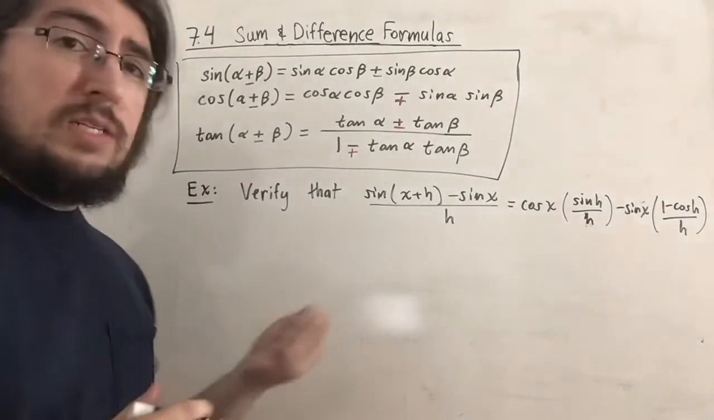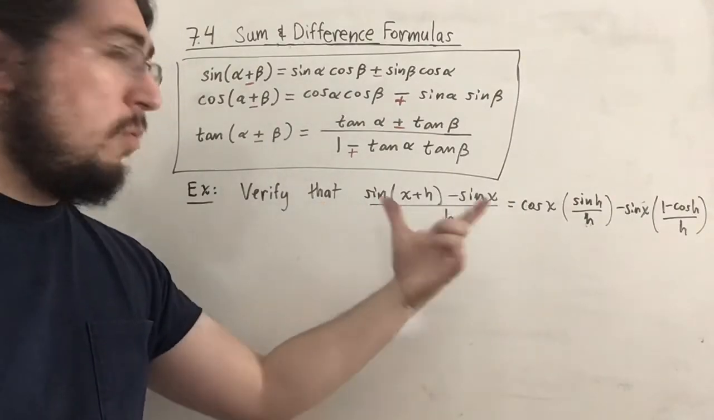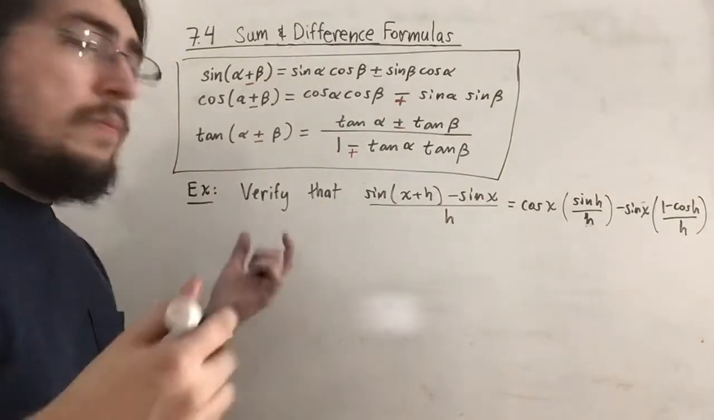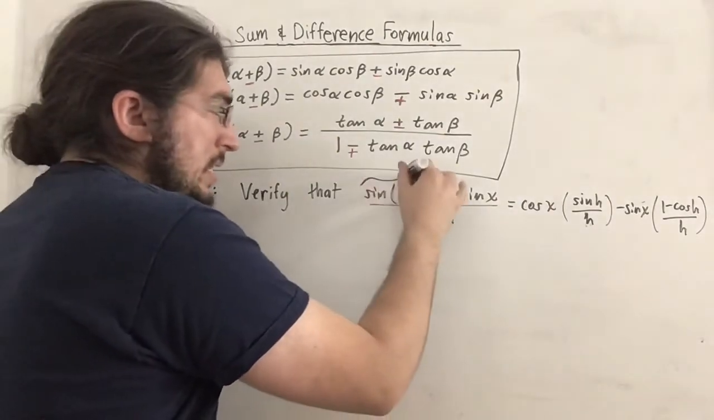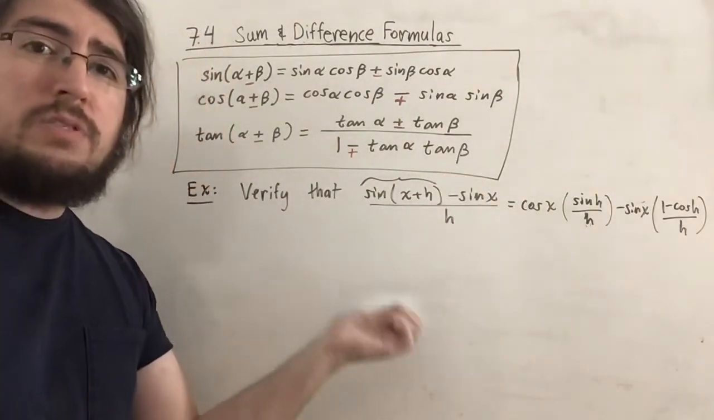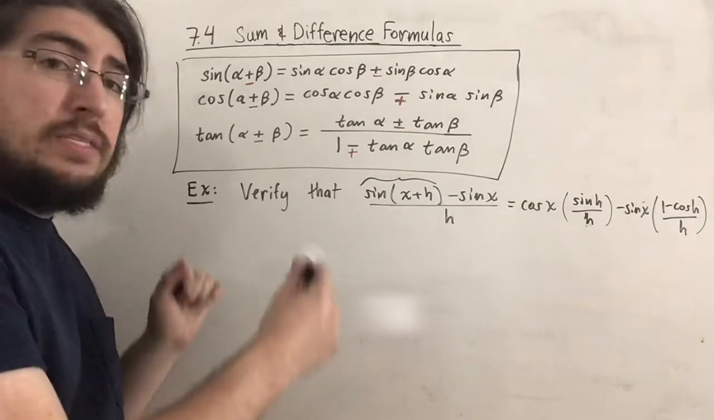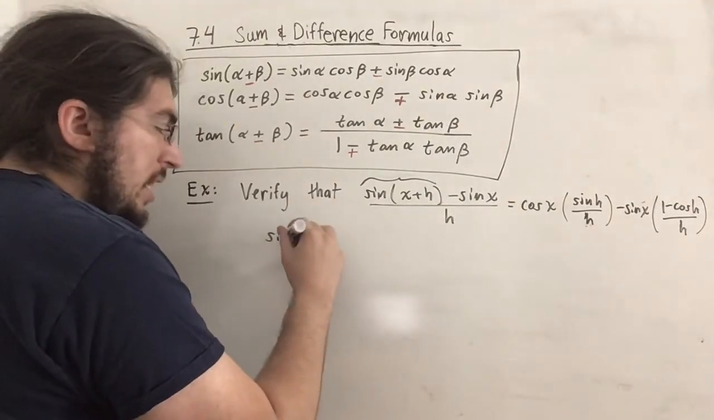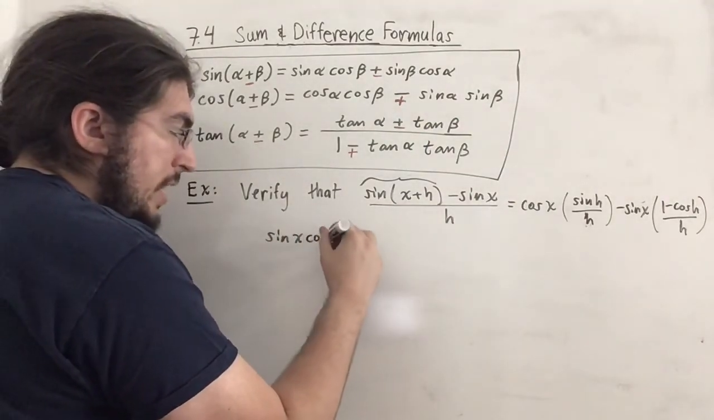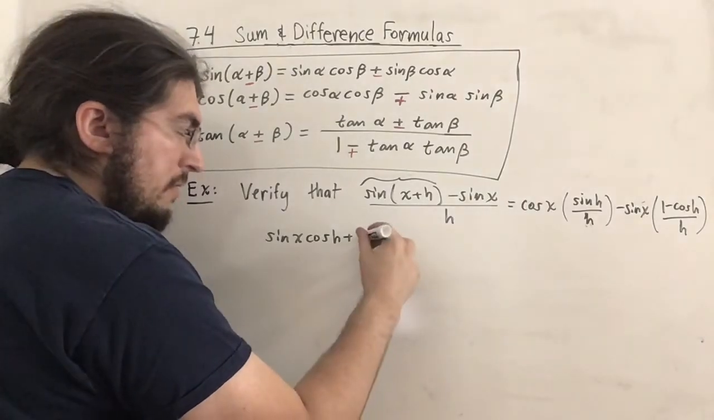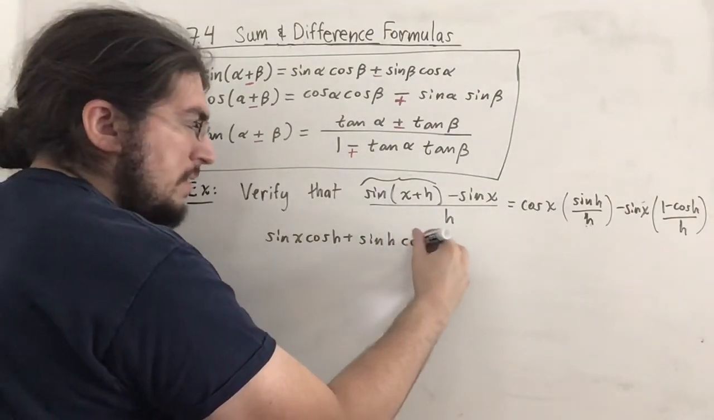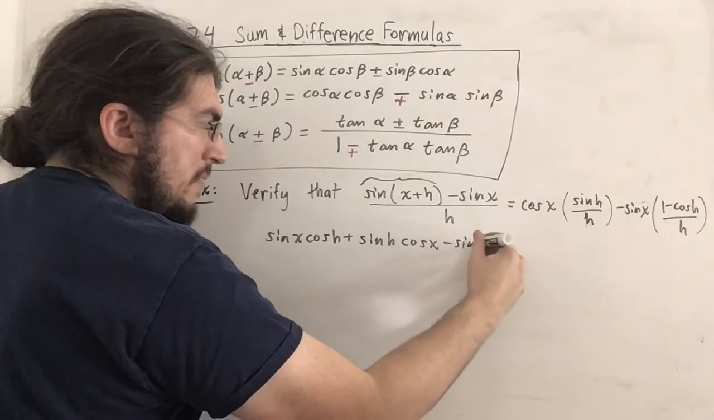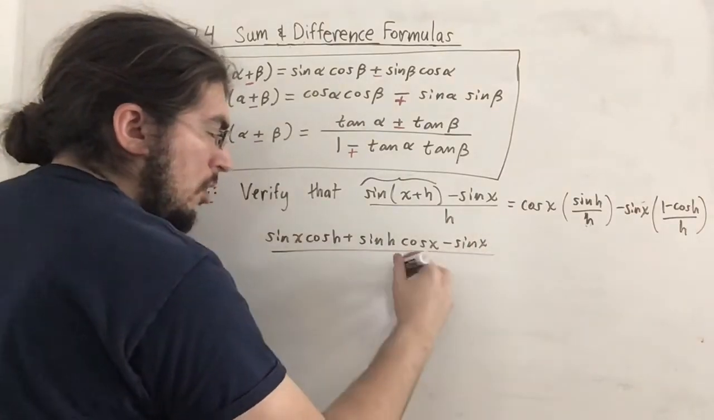So how do we verify this? We'll work with one side. I want to work with the left side in this case. And the biggest thing that sticks out to me here is that this is sine of x plus h, and we can use the addition formula for sine to expand this out. So doing that, we get sine of x plus h is just sine x cosine h plus the other way around, sine h cosine x, minus sine of x, all over h.